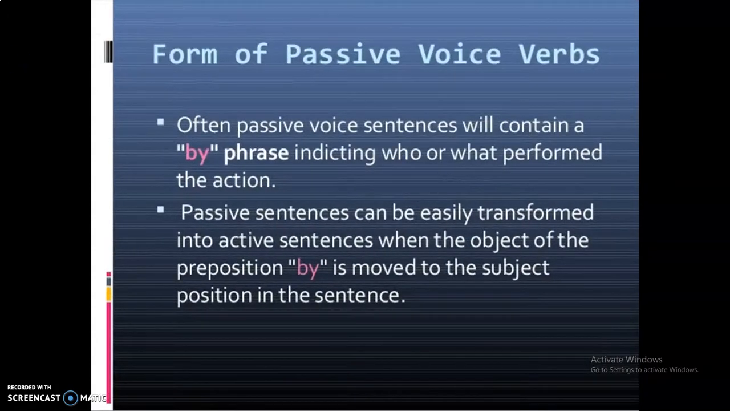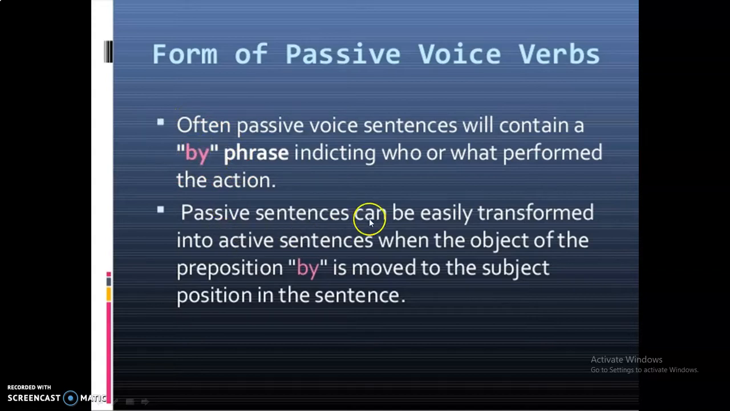Often passive sentences will contain a by phrase, indicating who or what performed the action. What is the work of by? In the sentence example, you find who is the subject and what action was performed. That is the answer you find through the preposition by.